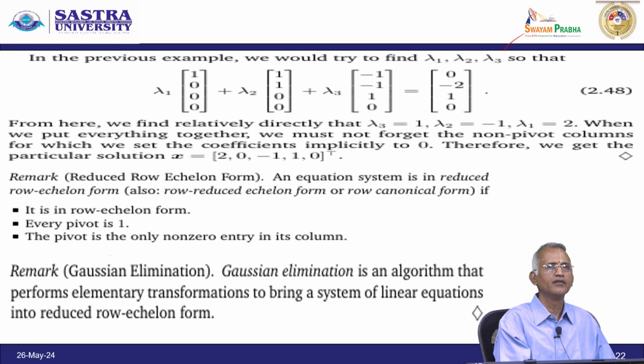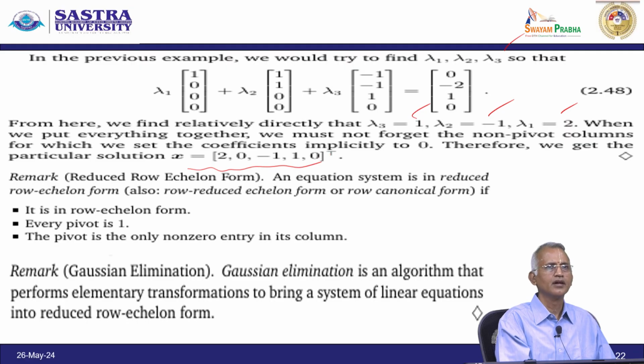From here, we find relatively directly that lambda 3 equal to 1, lambda 2 equal to minus 1, lambda 1 equal to 2. When we put everything together, we must not forget the non-pivot columns, for which we set the coefficients implicitly to 0. Therefore, we get the particular solution x equal to (2, 0, minus 1, 1, 0).